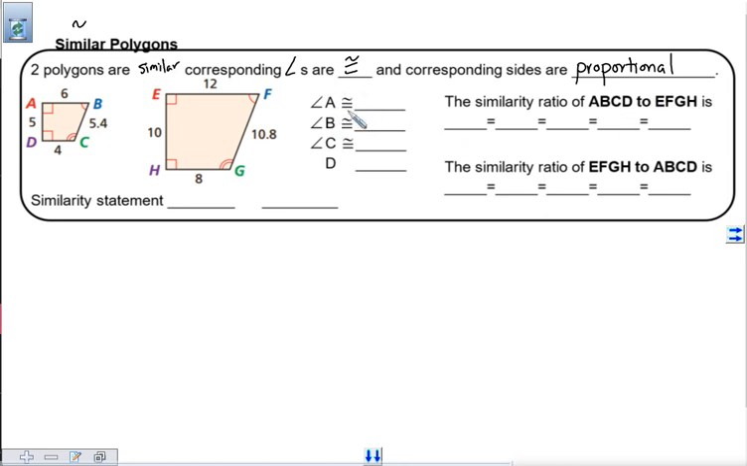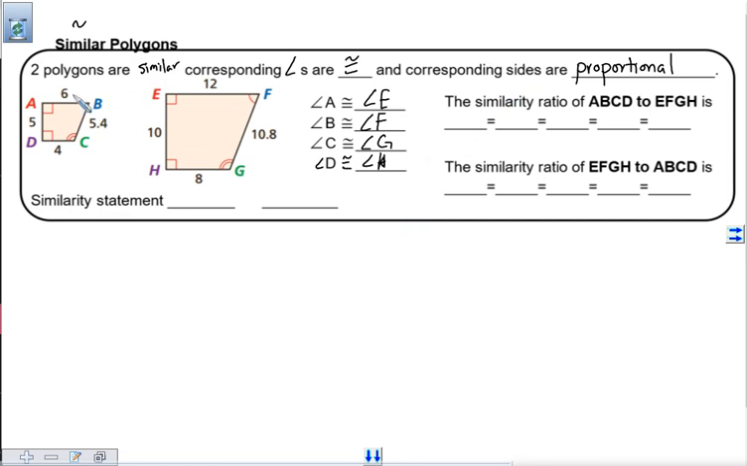So we need to double check which angles are congruent, and angle A is congruent with angle E. Angle B is congruent with angle F. Angle C is congruent with angle G. And angle D is congruent to angle H. So the angles have to be congruent, and then the sides have to be proportional.